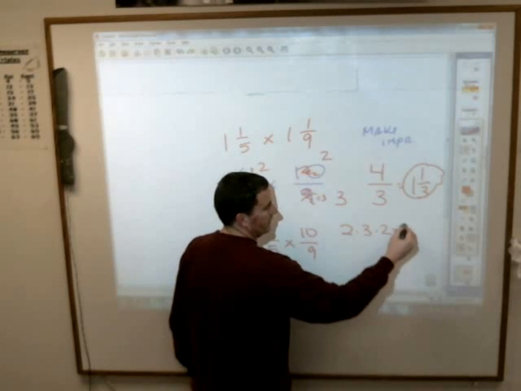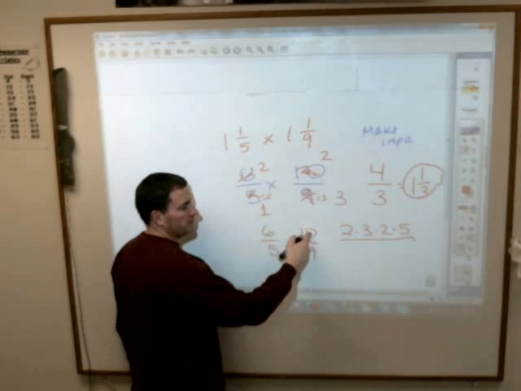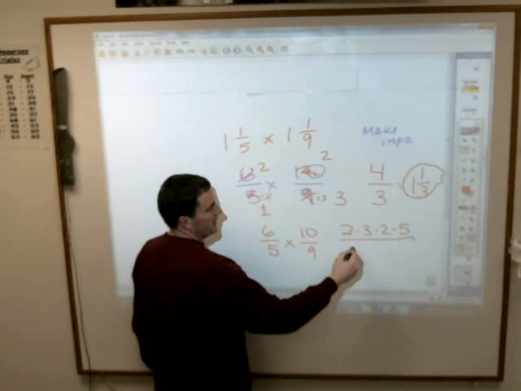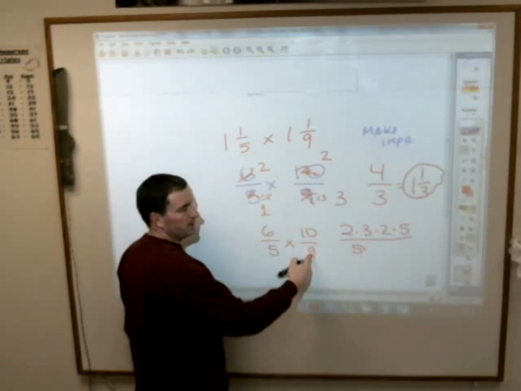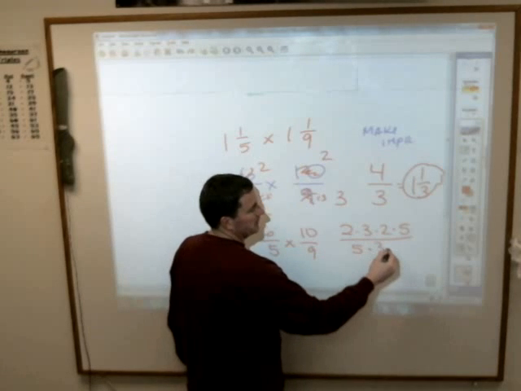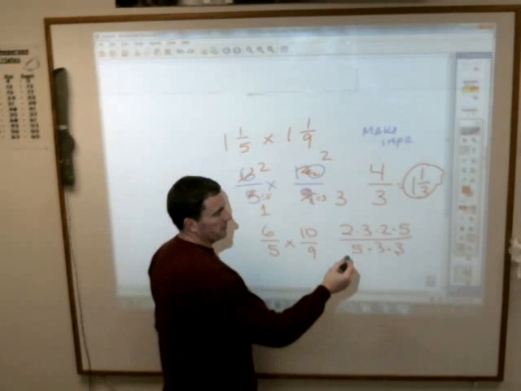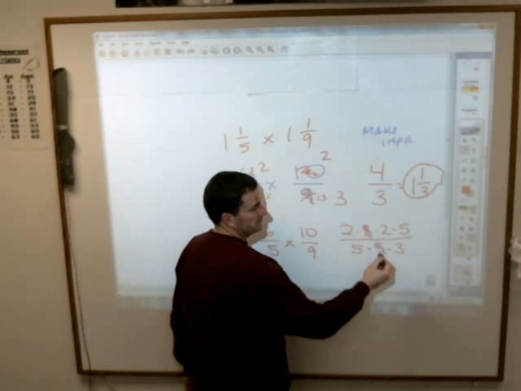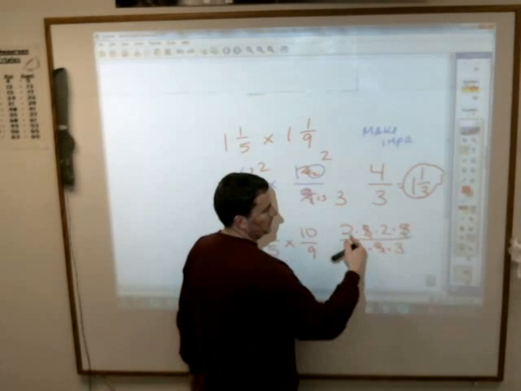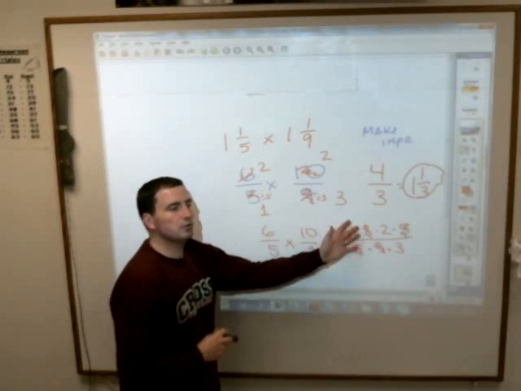2 times 5, correct? That's my top because I'm multiplying all that together. What are the prime factors of 5? It only has 1. Prime factors of 9 are 3 and 3. In reality, it's doing this, and you're just crossing off like numbers. And look, you'd end up with 4 over 3. But you don't have to go through all of that work.